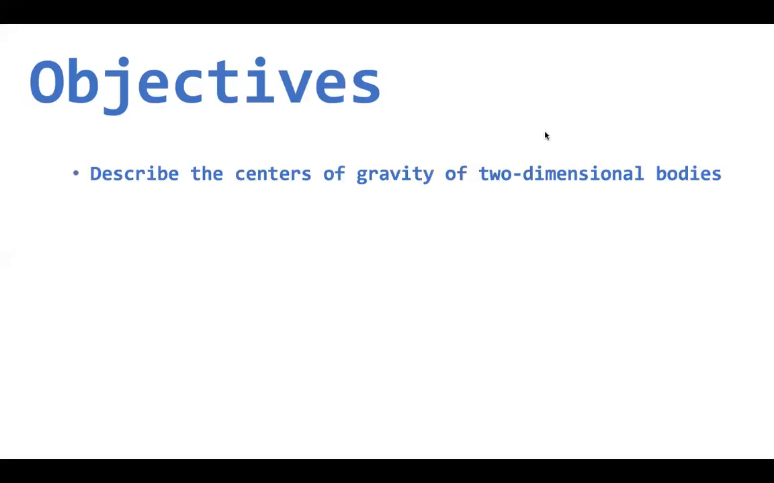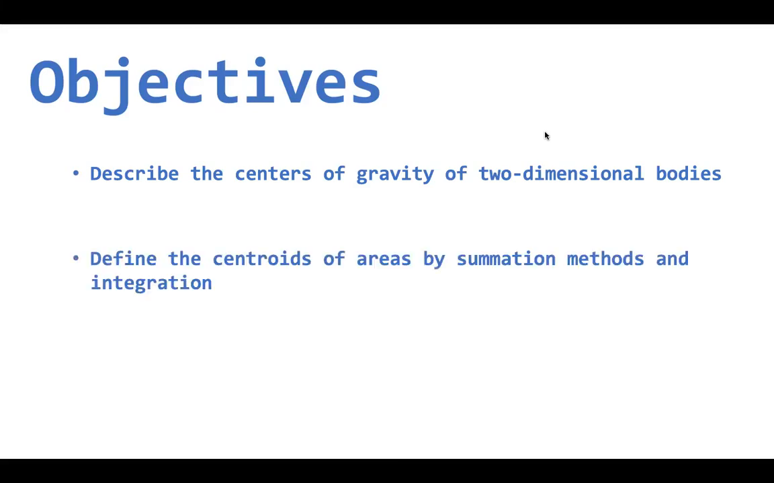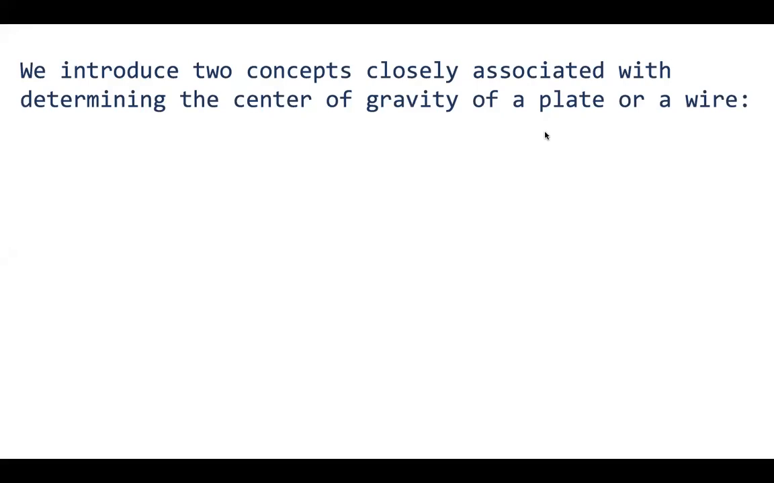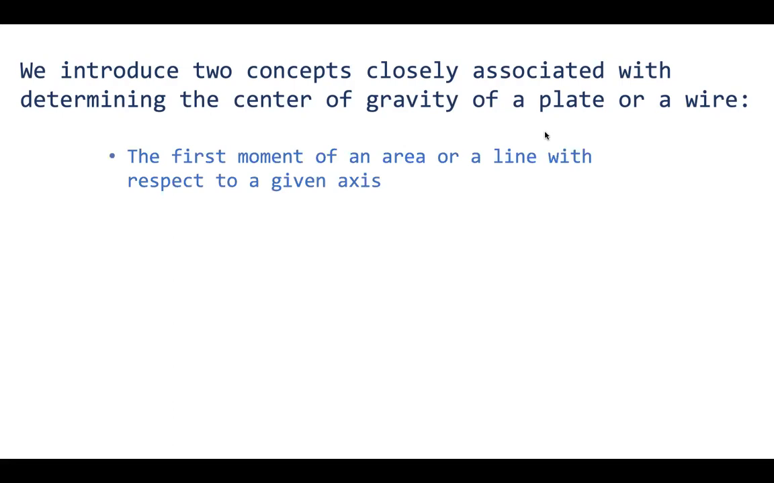Objectives. We want to describe the centers of gravity of two-dimensional bodies, and then we want to define the centroids of areas by summation methods and integration. We introduce two concepts closely associated with determining the center of gravity of a plate or a wire. So the first moment of an area or a line with respect to a given axis. It's very important. We calculate the coordinates of a centroid or the center of gravity from summing the moments.